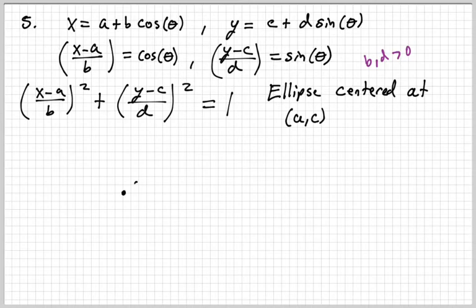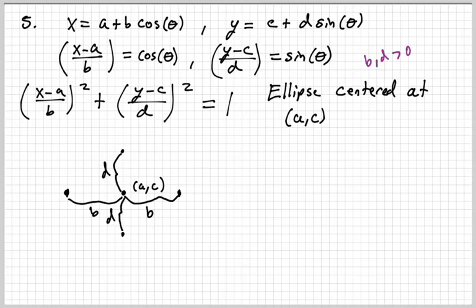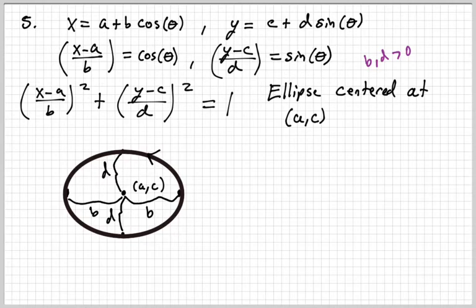Okay, so here's our center of (a, c), and then we're going to go b left and right. That may be our major or minor axis. It depends on which one is larger between b and d. Okay, and then our minor axis or major axis depends on which one's larger. We're going to go d in both directions. We'll put our ellipse in, and we can go ahead and kind of see what the orientation is.